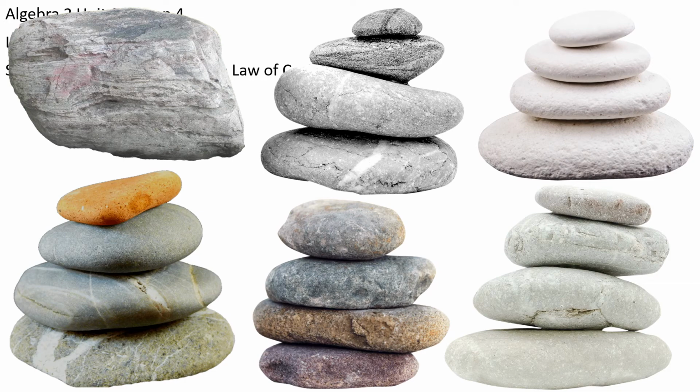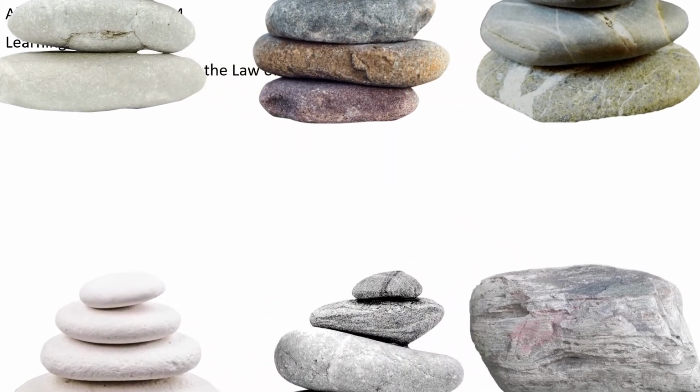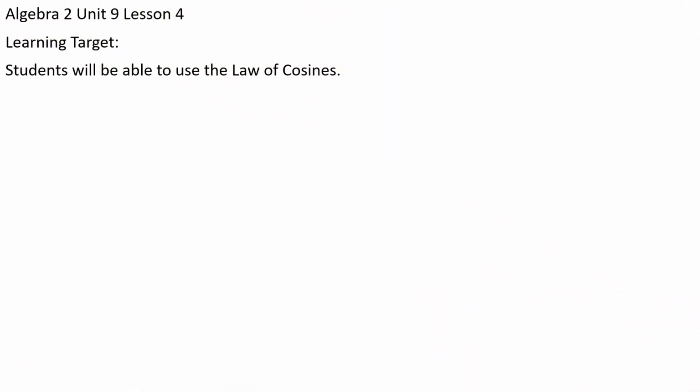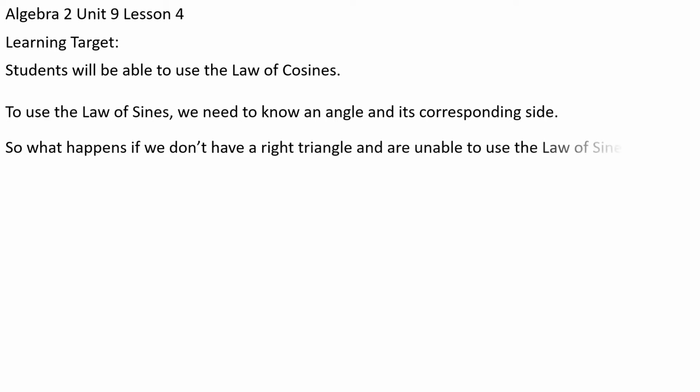Okay, since the previous lesson was the law of sines, this lesson is going to be the law of cosines. Right? For the law of sines, we of course needed to have an angle and its corresponding side. So what is going to happen if we do not have a right triangle and we also are not able to use the law of sines? Well, the law of cosines is going to come to our rescue. Right? So this is another tool for our math toolbox.